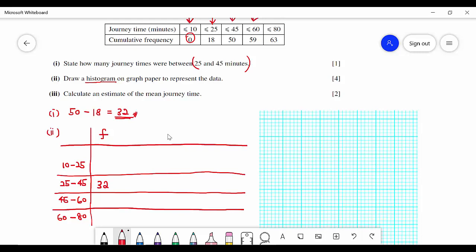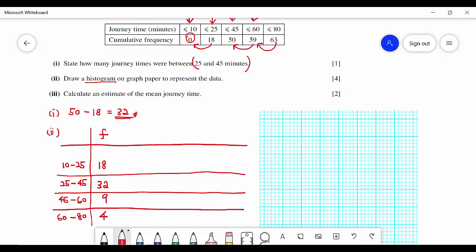For the first class, you take 18 minus 0, which is 18. For the class 45 to 60, you take 59 minus 50, where you will get 9. And for the last class, to get the frequency, you take 63 minus 59, and from here you should get 4. So this is my frequency. You have to calculate the frequency by yourself one by one from the cumulative frequency table.